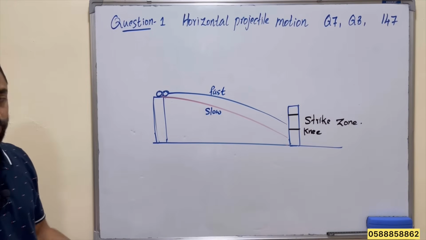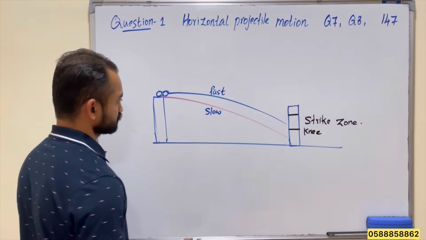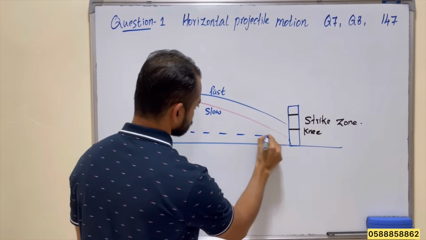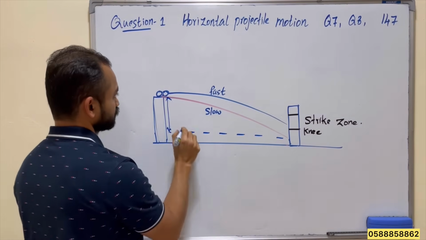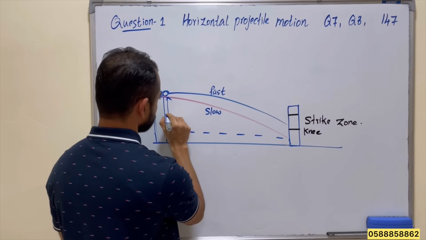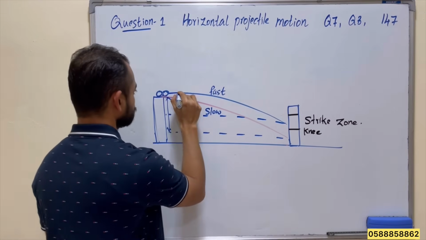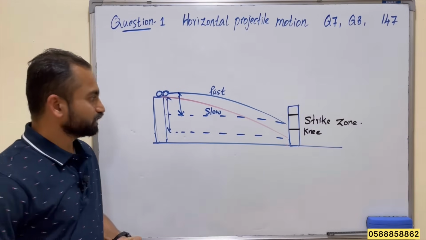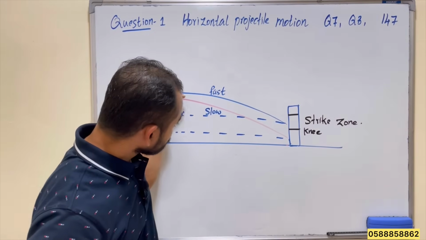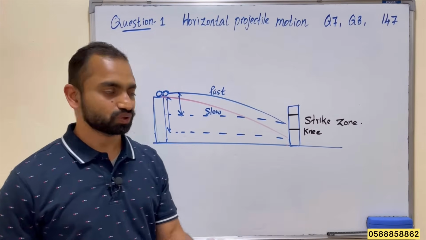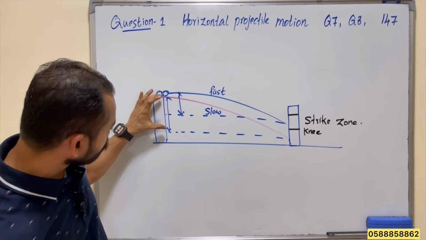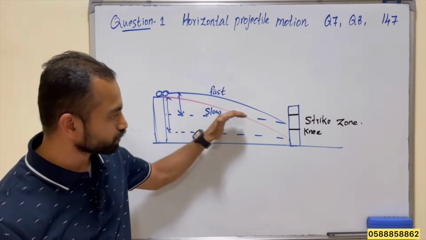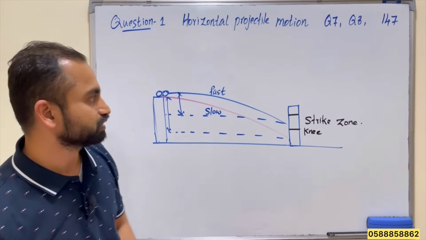So how much downward distance does it have to travel? The red one is traveling this much downward distance, right? And this one is traveling only this much downward distance. So the question is, why is the slow one reaching the knee? It means the downward distance traveled, right? The ball you are throwing slowly is traveling more distance downward. That is why it is reaching under the knee.